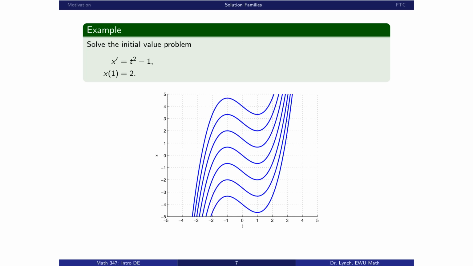So the general solution is a cubic, and in this case, the plus c ends up corresponding to a different y-intercept, or in this case, an x-intercept. We see here the solution that goes through 2 when t is equal to 1. And just to connect further with the topic from last section, here's the slope field of this differential equation.